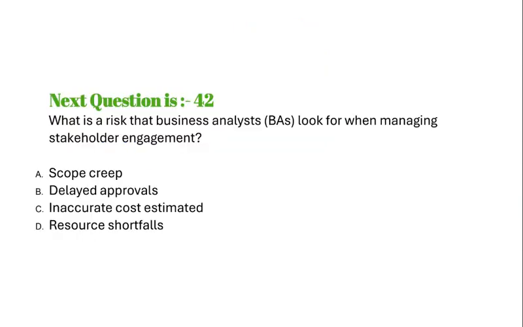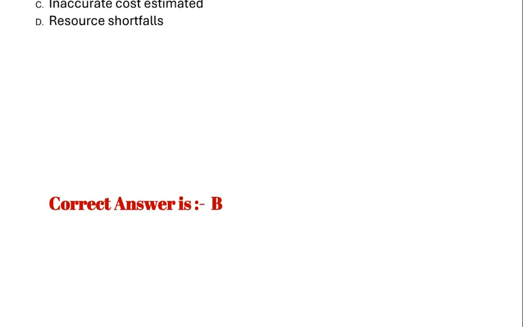Question is, what is a risk that business analysts, BAs, look for when managing stakeholder engagement? Option A, scope creep. Option B, delayed approvals. Option C, inaccurate cost estimated. Option D, resource shortfalls. Correct answer is option B.